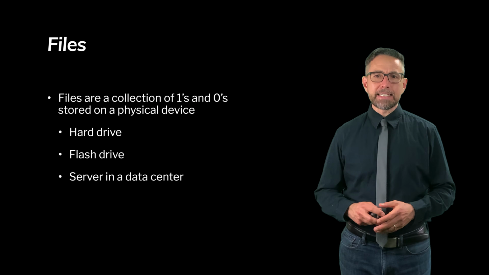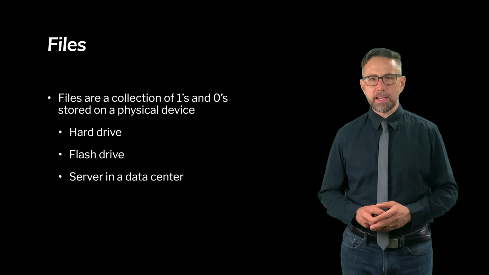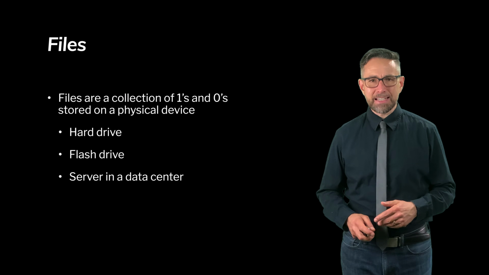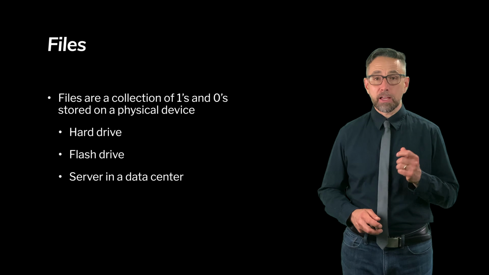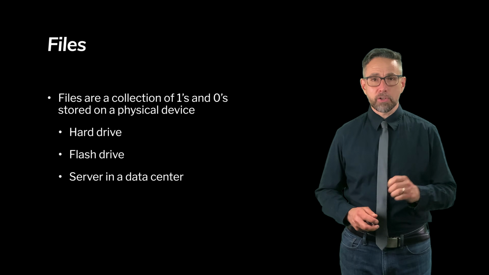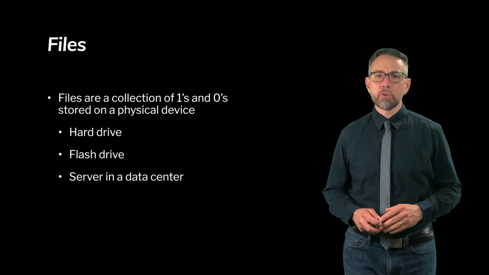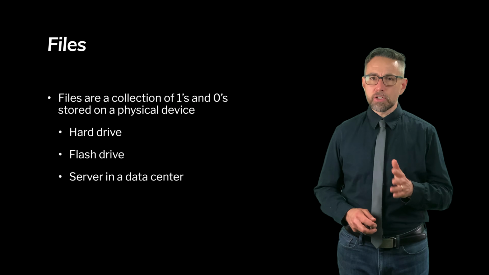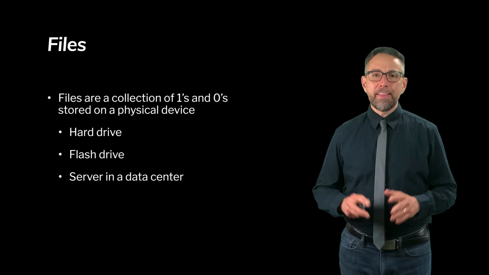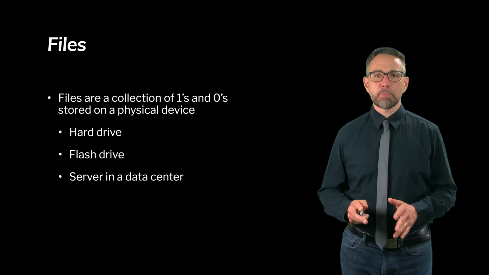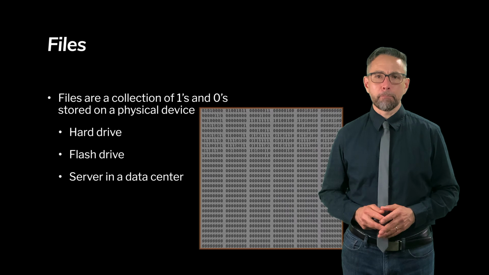A file is a collection of ones and zeros that are stored on a physical device. And by physical device, I mean something like a hard drive in your laptop or your desktop, a flash drive, like a thumb USB drive that you insert into your computer and store a file on it. Or maybe you send your file to some remote server in a data center, but that server has a hard drive somewhere as well where it's storing your file. There is a place somewhere specific where your physical copy of your file is being stored.